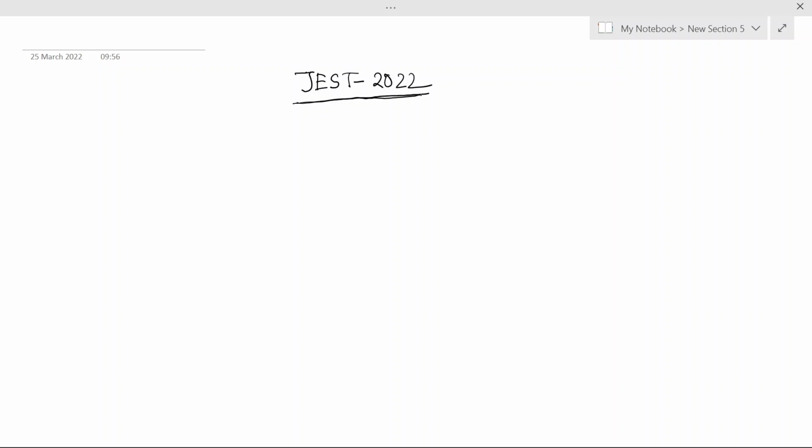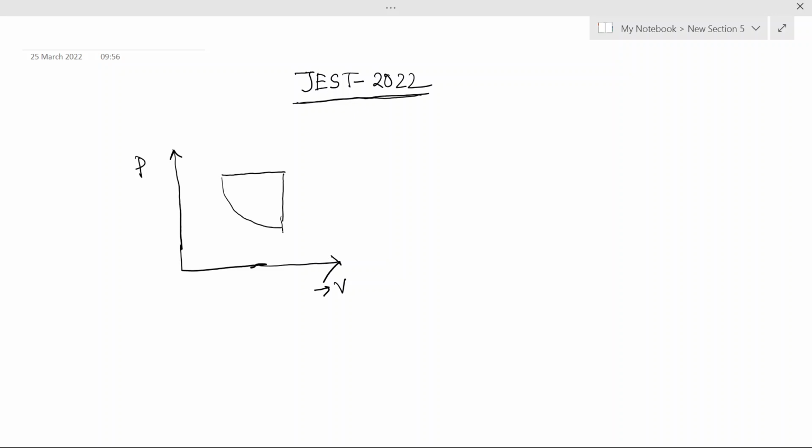So let me start with part C. In part C, there is a question from thermodynamics. The question is, you have been given a PV curve. I have solved the question only once, and while solving it, my answer did not match. Maybe this time the answer matches. So let's solve it first.